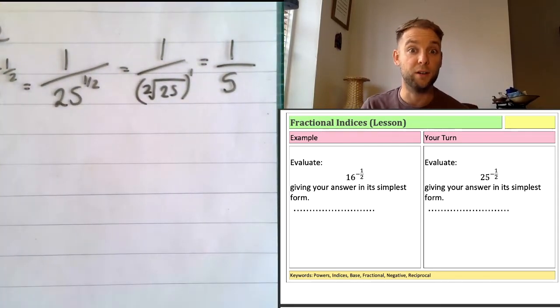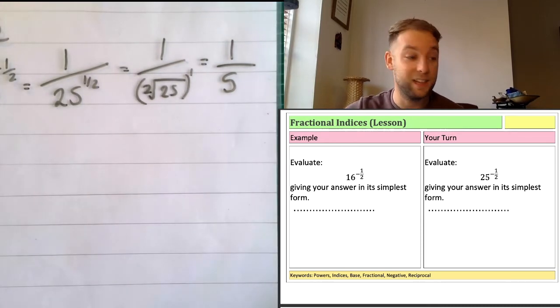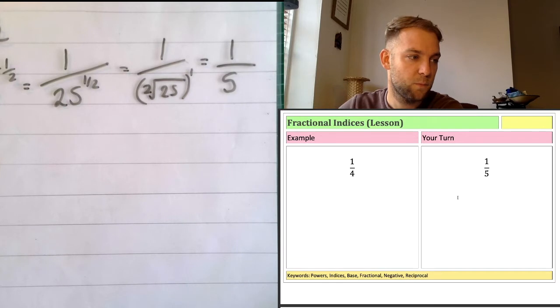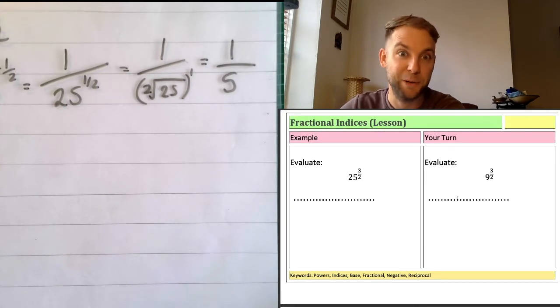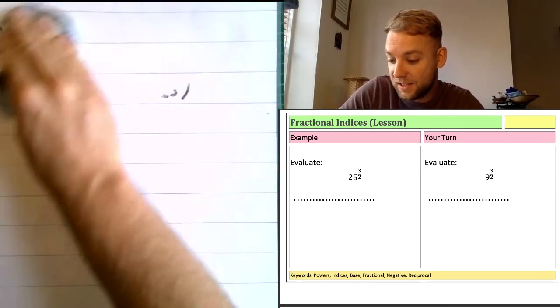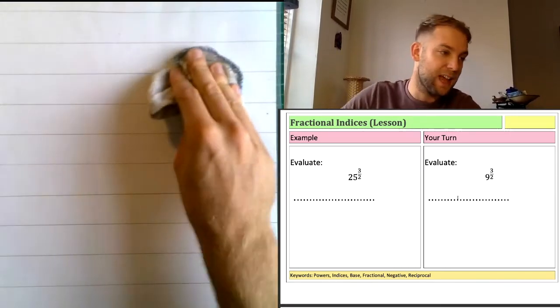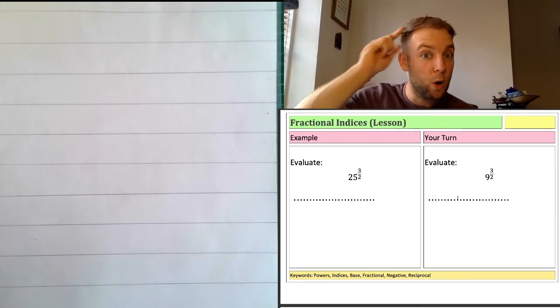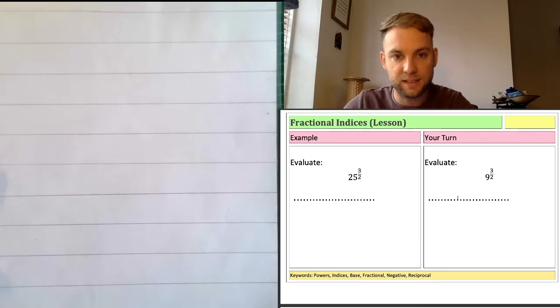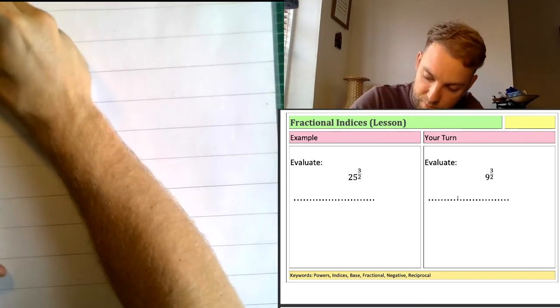Brilliant. Hopefully you got that right. Okay, they are tricky, these. So, 1 over 4, 1 over 5, super. Right, we're stepping it up now, getting a little bit harder. So, no negatives in this one, but you'll notice now the top isn't 1 anymore, the top is a power. So with this one here, what example is this now? This is example 7.